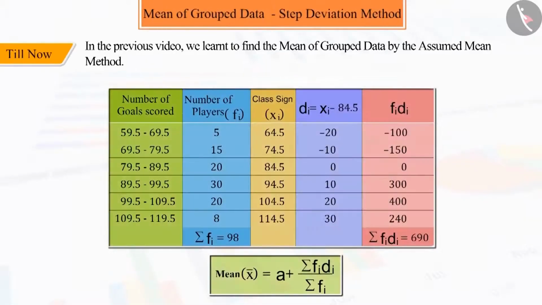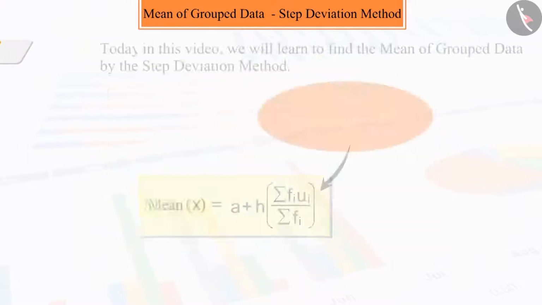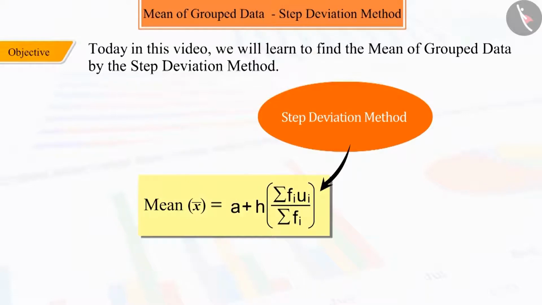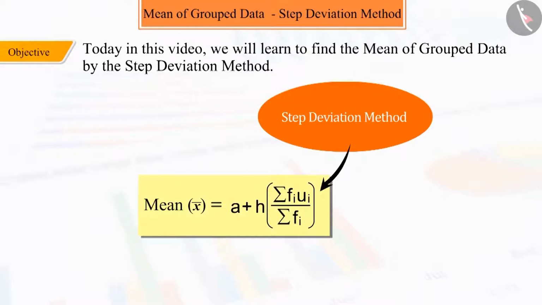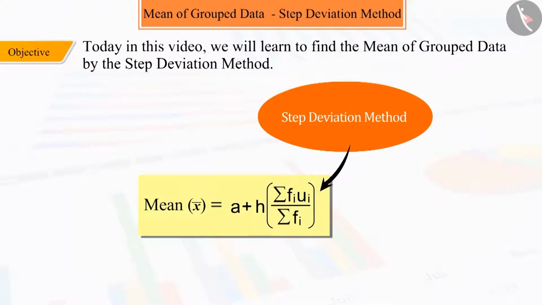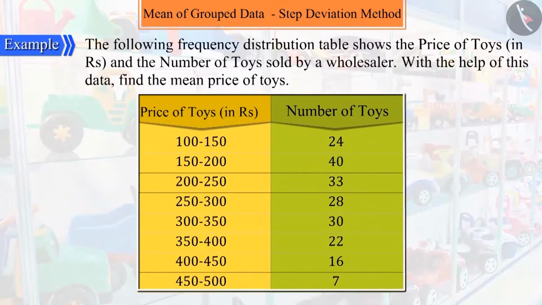In the previous video, we learned to find the mean of grouped data by the assumed mean method. Today in this video, we will learn to find the mean of grouped data by the step deviation method. The following frequency distribution table shows the price of toys and the number of toys sold by a wholesaler. With the help of this data, find the mean price of the toys.